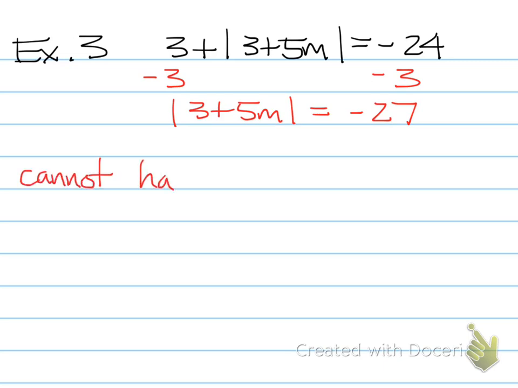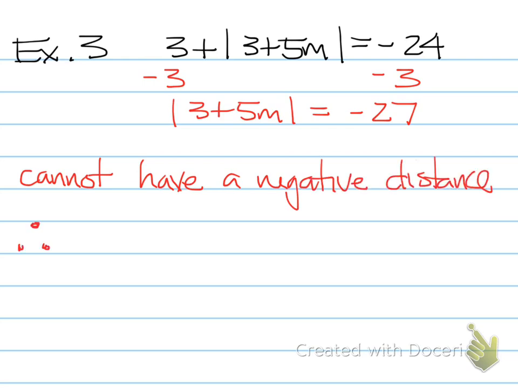So, since you cannot have a negative distance, there's no solution to this problem. All right, anytime you have absolute value bars on one side of the equation, the number on the other side of the equation should be positive.